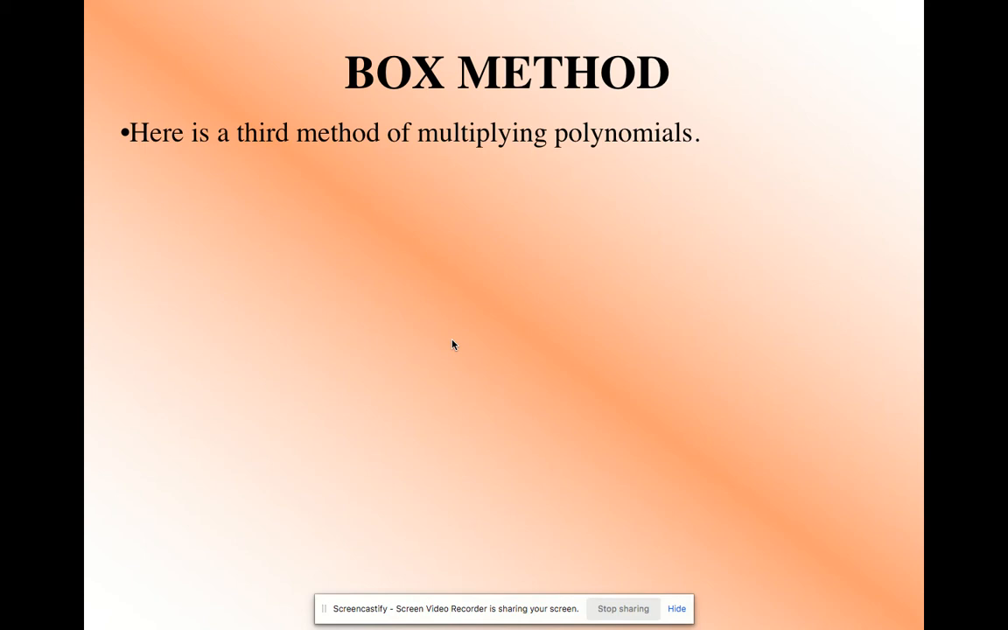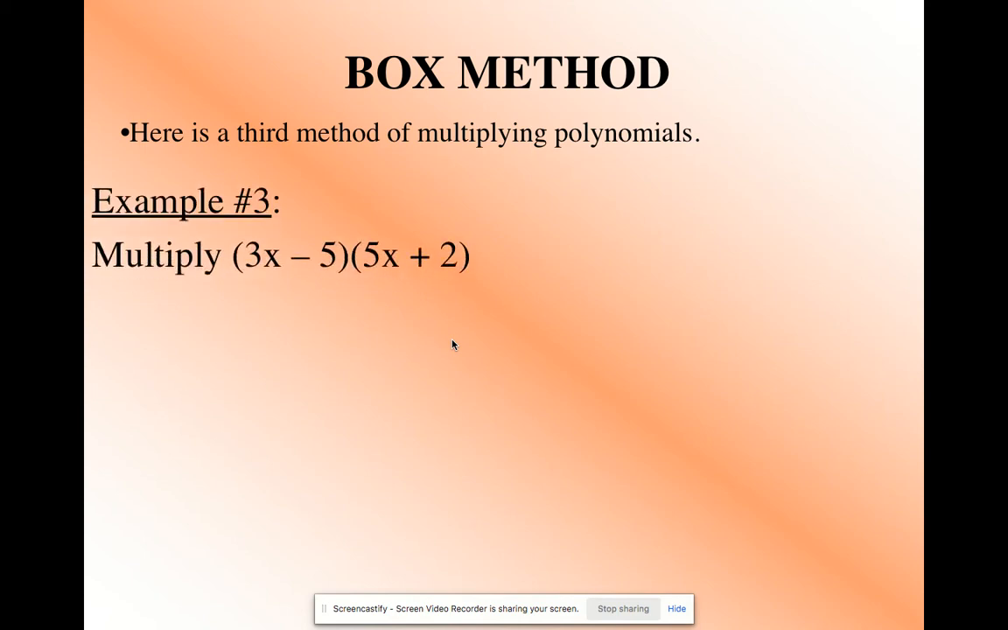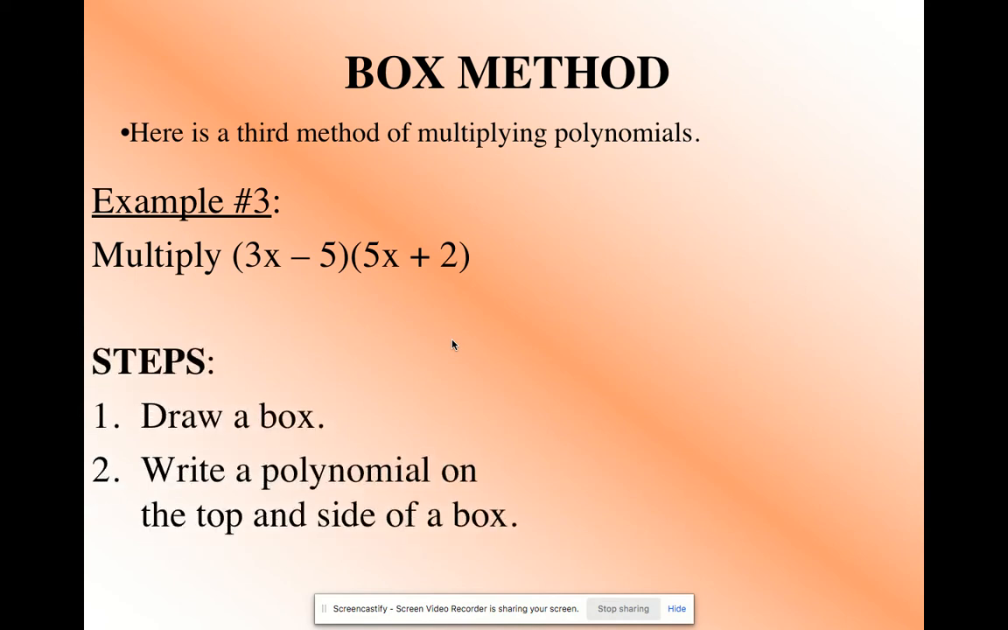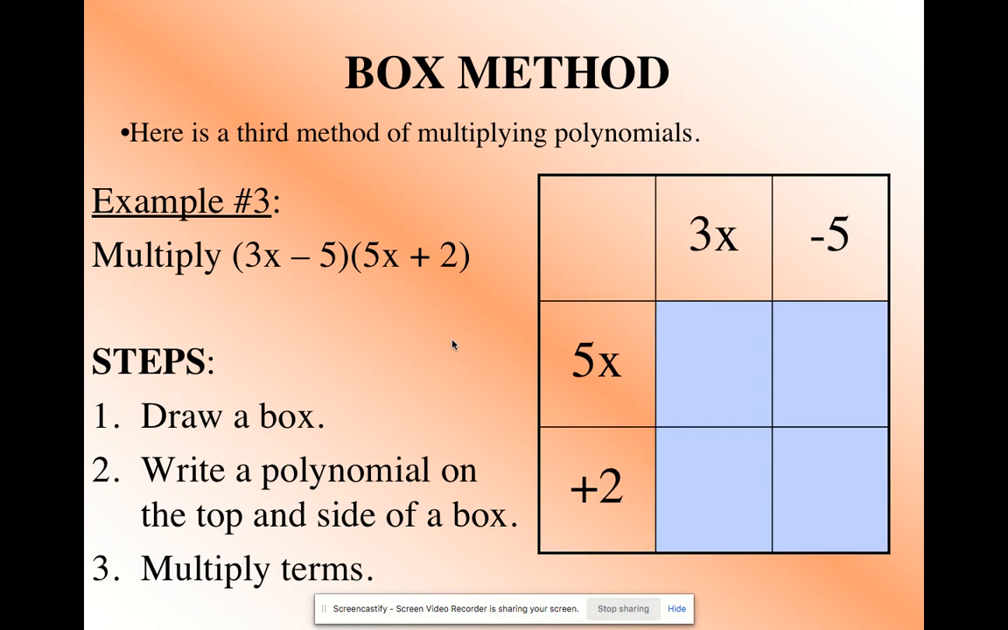But if you have more than two, I would use the box method. Here's an example of how the box method works with just two for right now. The steps: you draw a box, write a polynomial on the top and the side of the box, and then multiply the terms, still using FOIL. So you have 3x minus 5 on top and 5x plus 2 on the side.